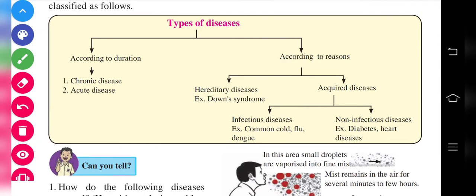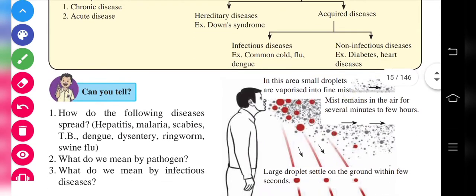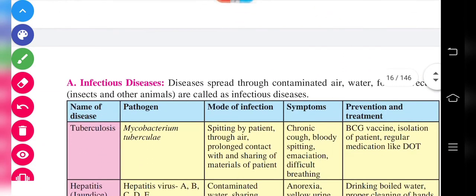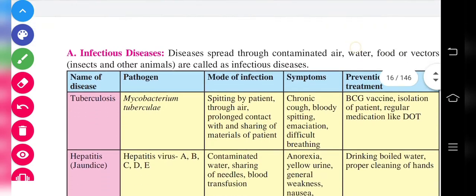In today's class, infectious diseases are diseases like the common flu and dengue. These are infectious diseases. In today's class we will observe infectious diseases in detail, so what their mode of transmission is, their symptoms, and how to prevent them, you can study in this session.